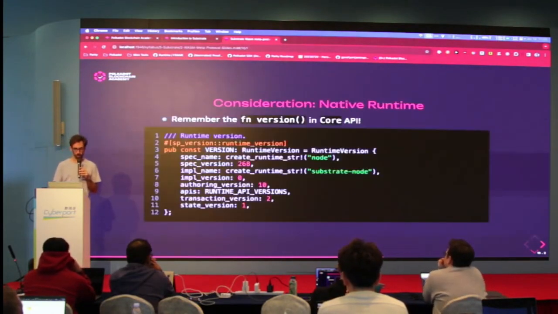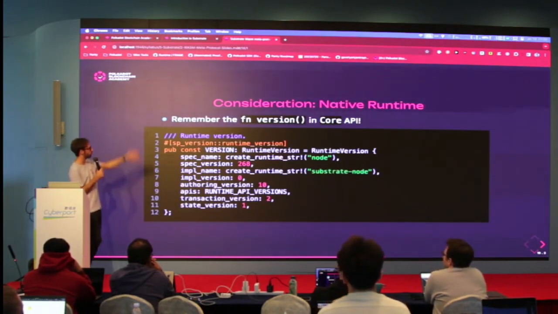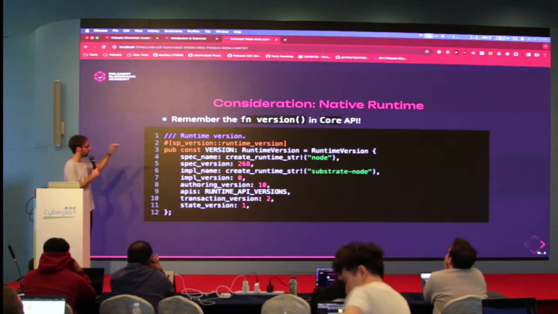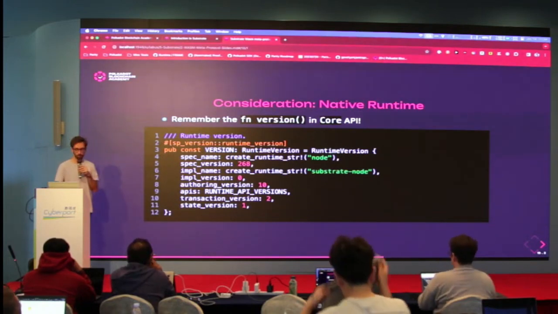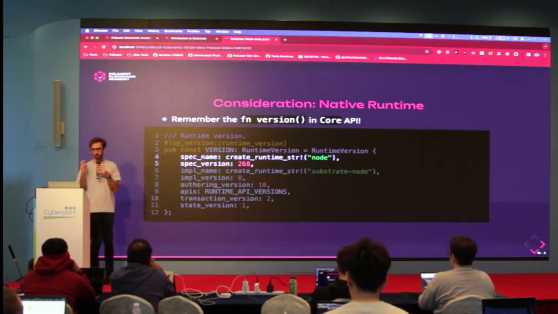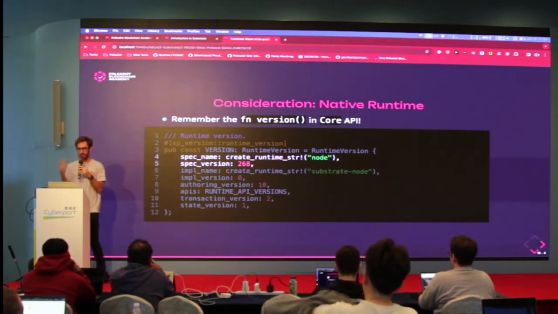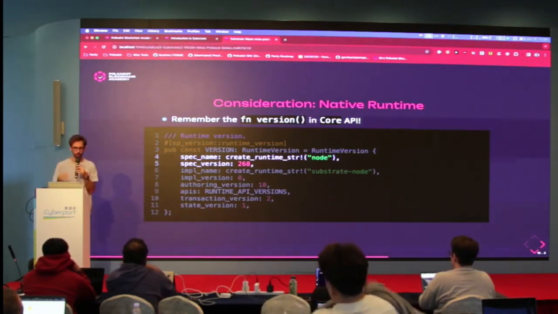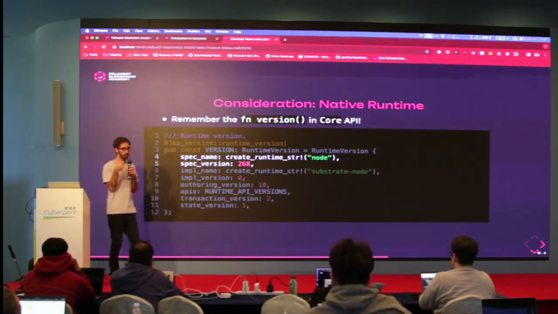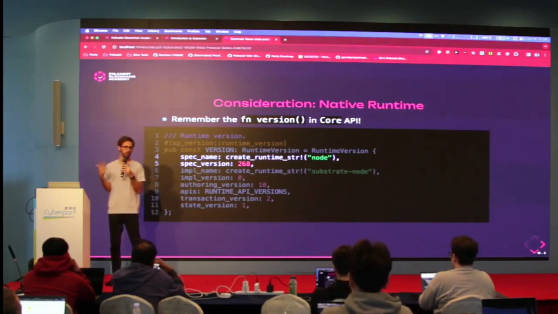All right, so I mentioned that every runtime has a version. This is just a struct that is representing that version. Again, in your template, you can actually find this. The only parts of this struct that I want you to focus on are the specification name and specification version. These are the only two things that we care about. So two runtimes are equal if they have the same spec name and spec version.